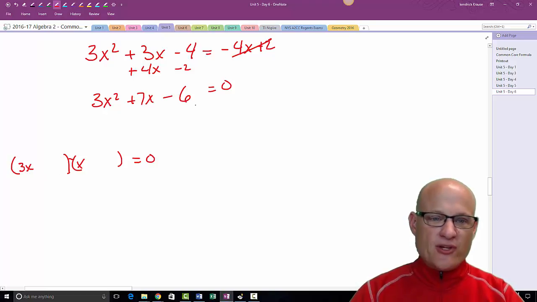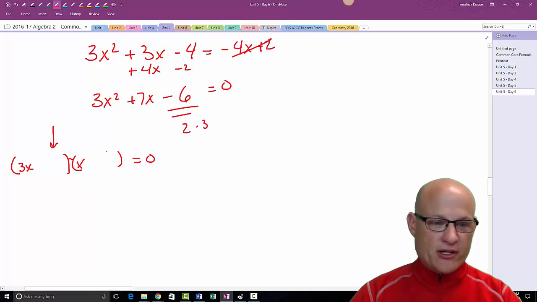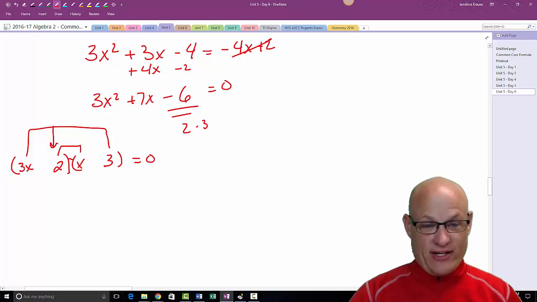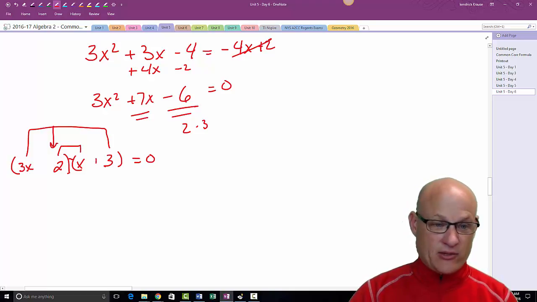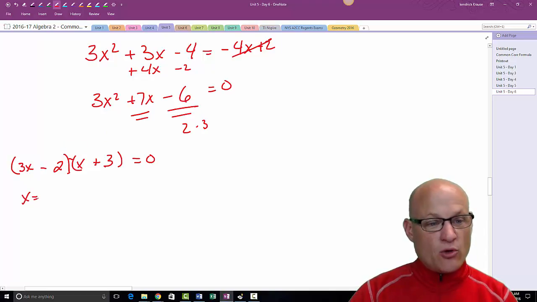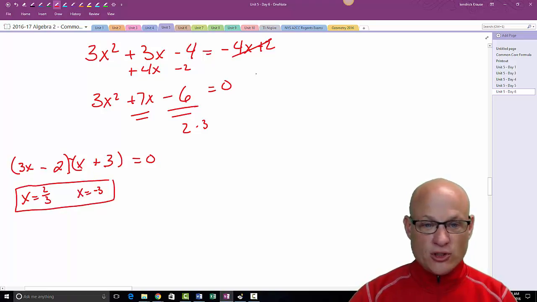So let's see. 6 and 3, 6. So the easiest way to multiply to 6 is 2 times 3. I know I can't put the 3 here, so I'm going to put the 3 here and the 2 here, and let's see if that works. This gives me 9 and 2. 9 minus 2 is 7. I want positive 7, so I'll make this plus and I'll make this minus. Okay, so my two answers are x equals 2/3 and x equals negative 3. So if you choose that method, you're good.